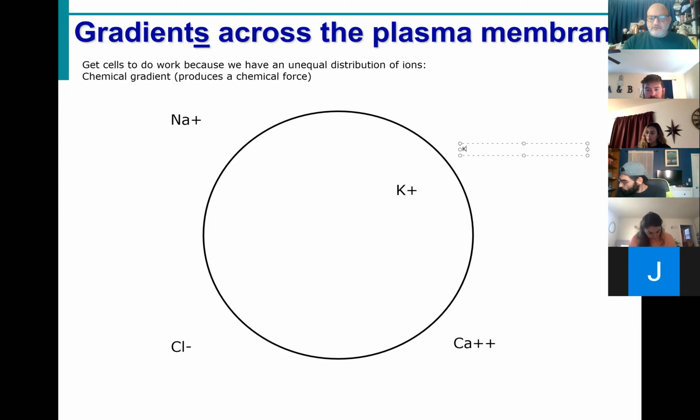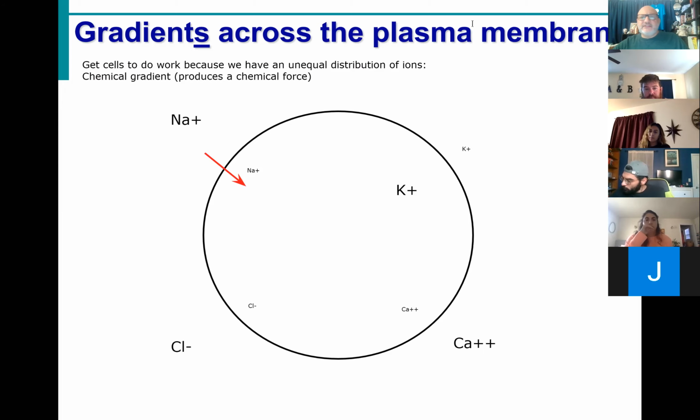Less potassium outside. Sodium inside. Less chloride inside. Less calcium inside. Excellent. So based on our chemical force, based on our concentration gradient, which way does sodium want to go? Into the cell or out of the cell? Into the cell, absolutely.